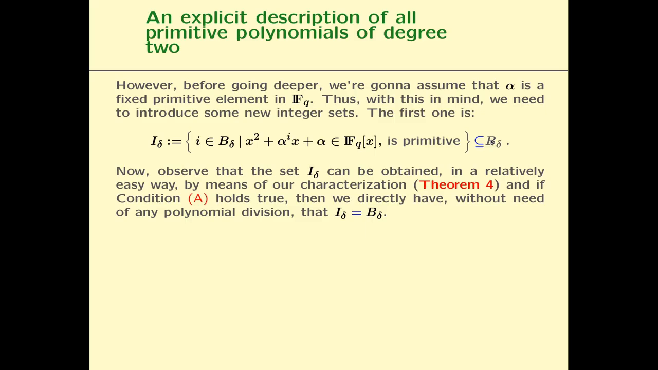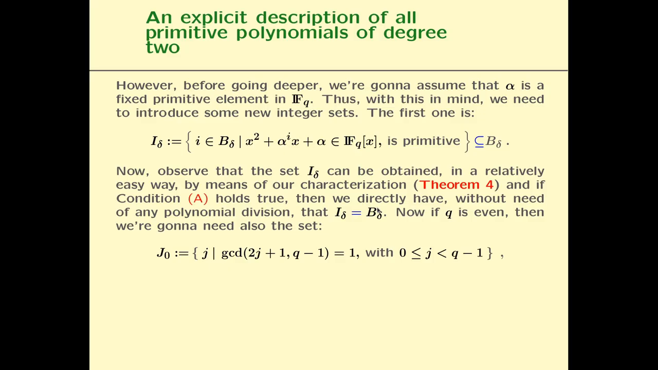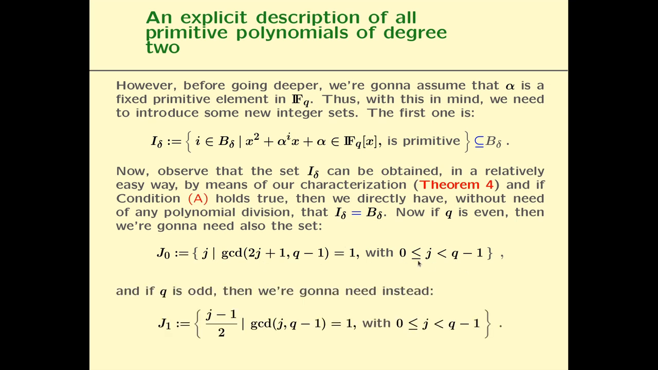Now, observe that the set capital I delta can be obtained in a relatively easy way by means of our characterization, and if condition A holds true, then we directly have, without need to do any polynomial division, that our set capital I delta is actually equal to the set capital B delta. Now, if Q is even, we are going to need also the set capital G0, which is defined in this way. And if Q is odd, we are going to need instead the set capital G1 defined in this way.